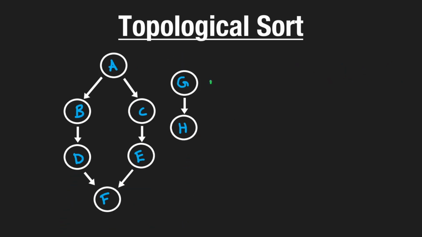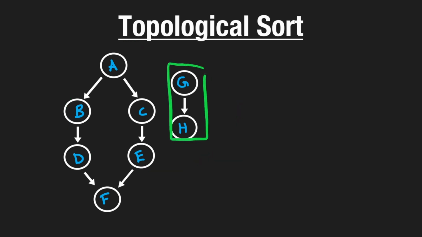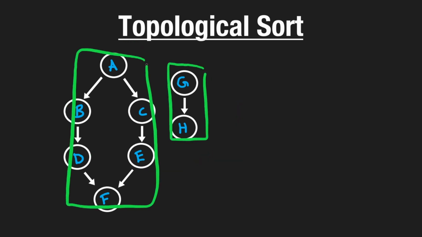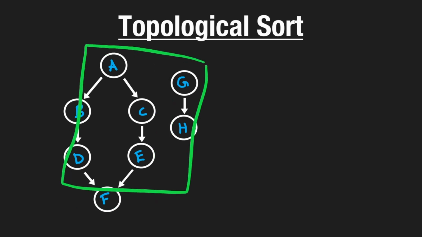So given a directed acyclical graph like this one, that's not necessarily connected into a single component, it could have multiple components, how do we find a valid topological ordering? Just a single one, how do we do it?